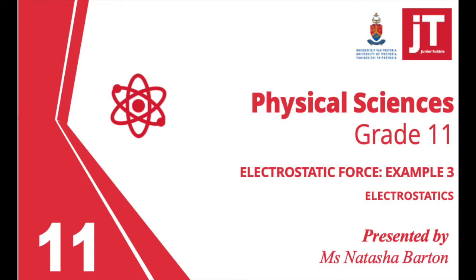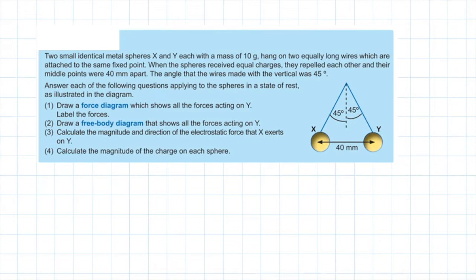Welcome back to another example, grade 11th. In this example, you're going to see that we're going to make use of what we know about vectors in 2D. We're going to make use of the tail-to-head method as well as trigonometry.